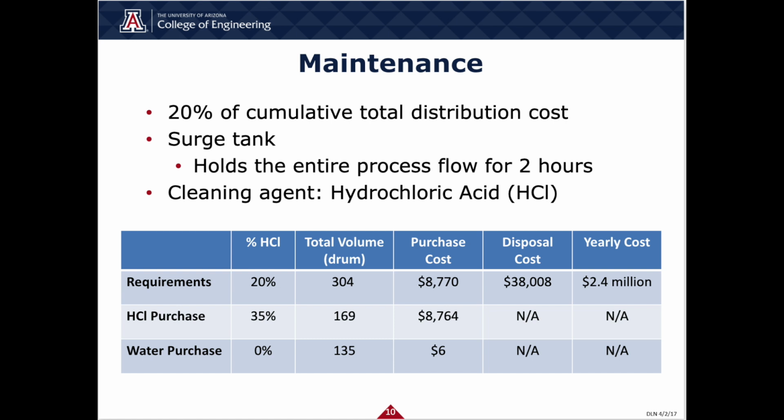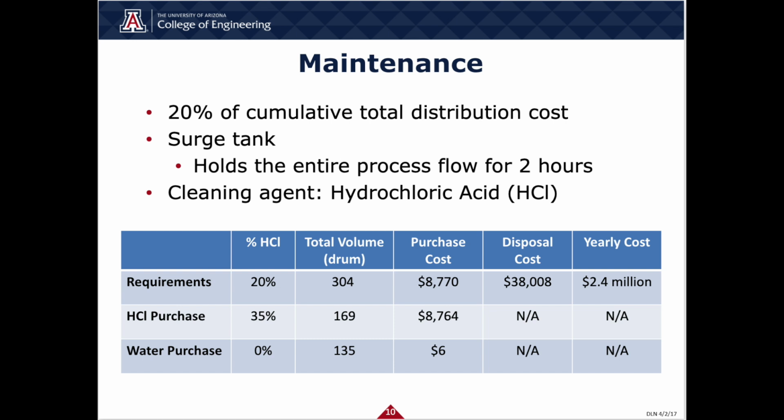If there were the case that one or more main lines were to go down and all needs to be shut off, there is a surge tank designed into the process plant in which it can contain the entire process flow for 2 hours. This initial 2-hour time period is an estimation that can be increased depending on how many lines are down in their respective locations.